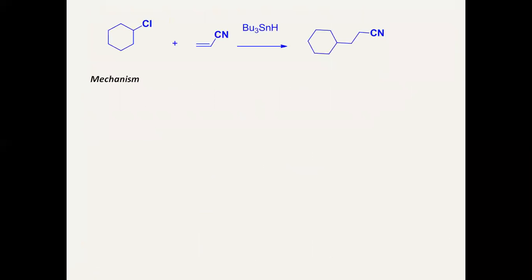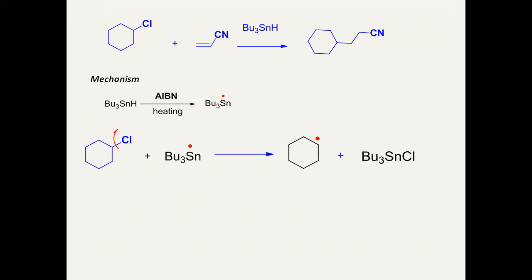We'll go for an example. See, the left side is what? The chlorocyclohexane is the alkyl halide, and its reaction with this alkene in the presence of tributyl tin hydride gives that product. What is the mechanism? Same. AIBN is used as the initiator that initiates the reaction and generates the radical. That radical brings out a free radical reaction in the alkyl halide, and there is formation of cyclohexyl radical and tributyl tin chloride.